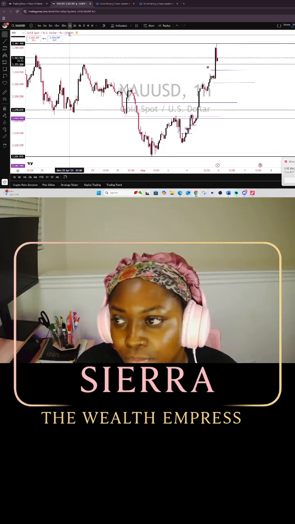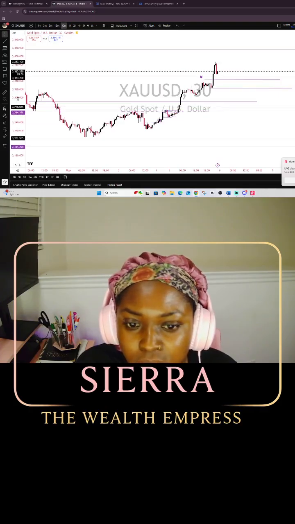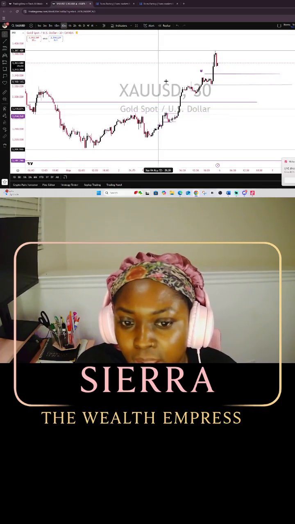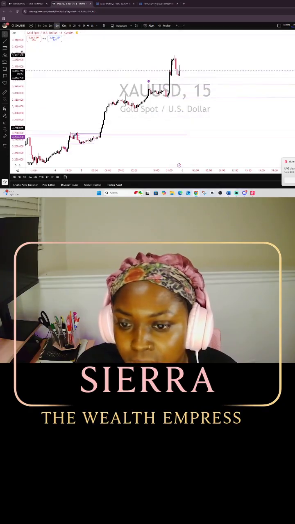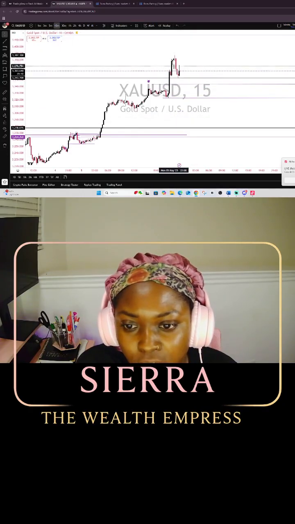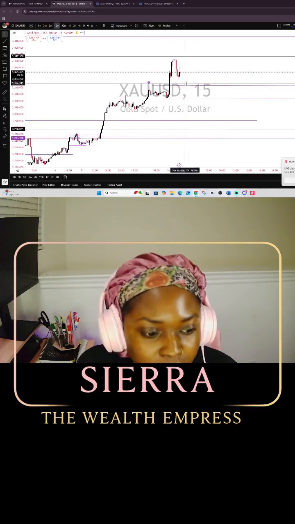All right. So now I am just waiting. Okay. Because although it looks like price retested this area and it's pushing back up, now it looks like it's trying to reject from this area. So I'm just waiting for price to come to this 30 minute.